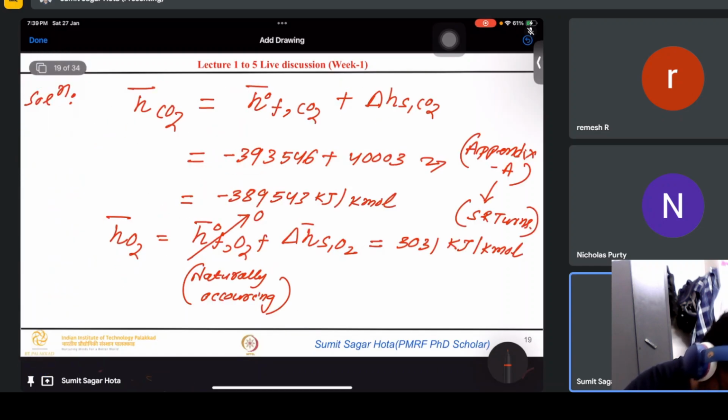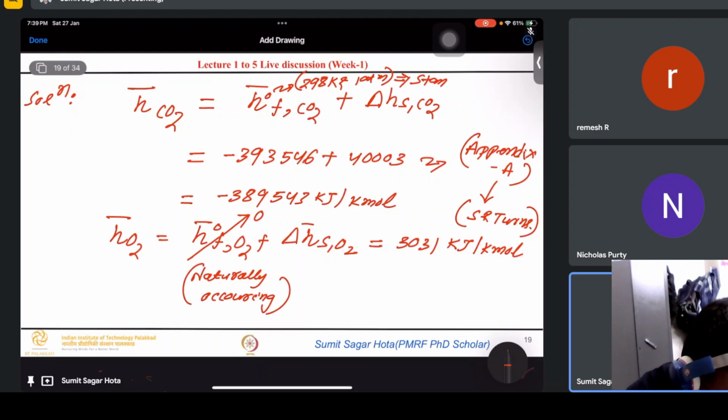Here I am writing the superscript 0. 0 means what? 298 Kelvin and 1 atmospheric pressure. This is the standard condition. Also write down that the standard state can be changed.